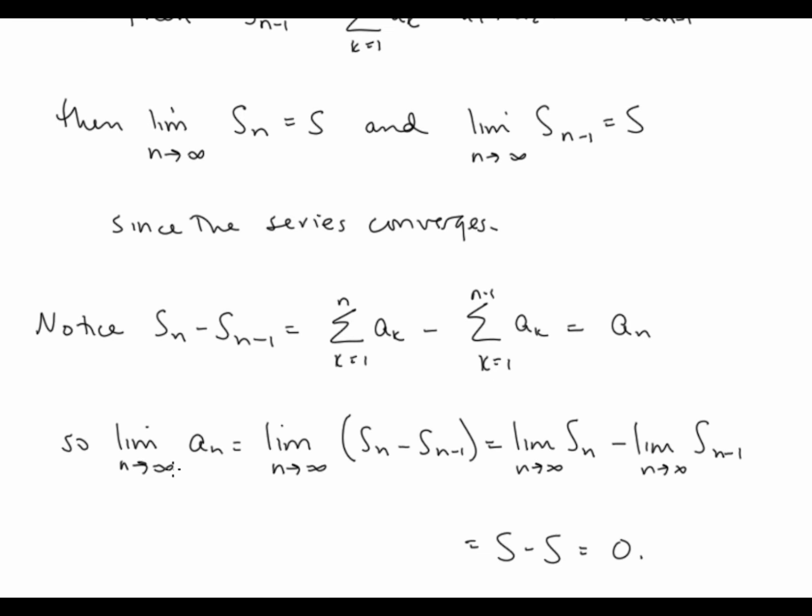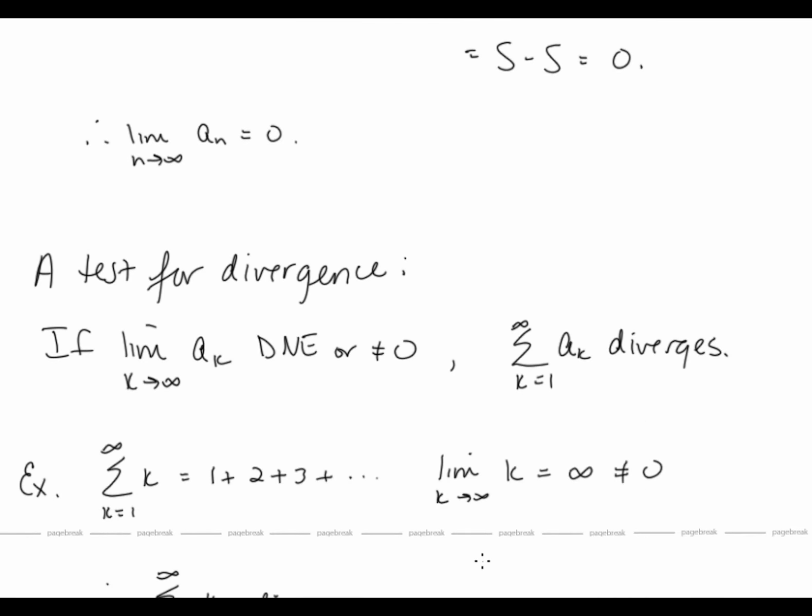And let's take that limit as n goes to infinity. This is the limit as n goes to infinity of S sub n minus S sub n minus 1, which is the limit as n goes to infinity of S sub n minus the limit as n goes to infinity of S sub n minus 1. And we can separate and subtract like this because both sequences are convergent. These limits are both s, so this is 0. So this limit is equal to 0. So again, if a series converges, its terms must approach 0. That brings us to a test for divergence.